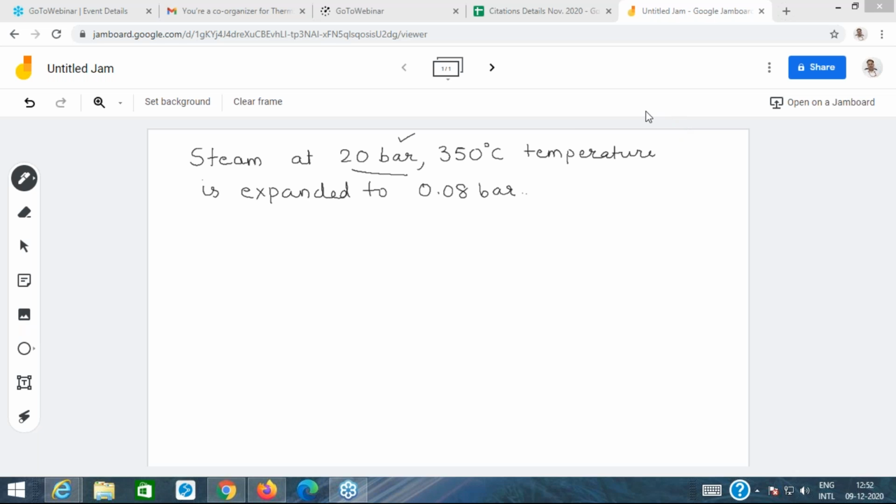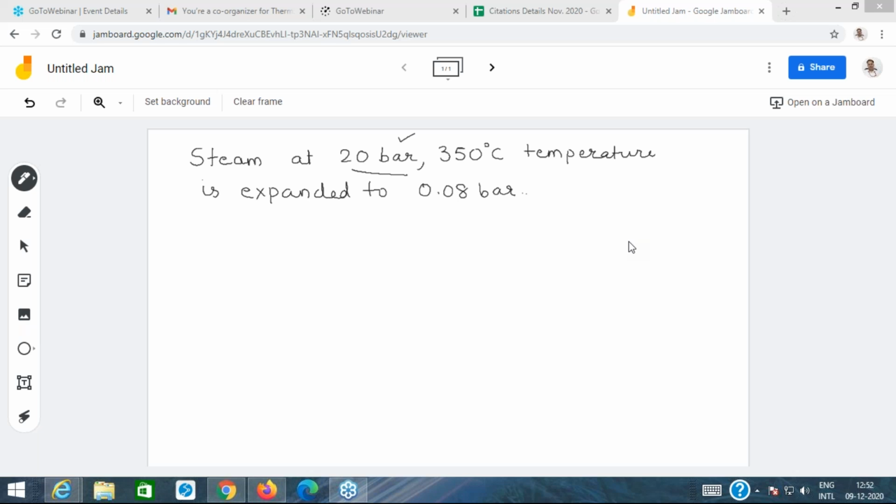So the meaning is the steam which is given to you in the problem is superheated steam. Why is it superheated? Because the boiling point of the steam at this pressure is 212.4 degrees centigrade, and the given steam is at a temperature which is higher than 212. It means that the given steam is superheated steam.